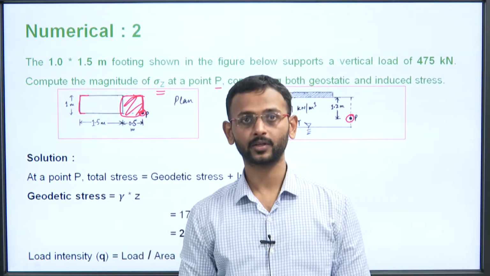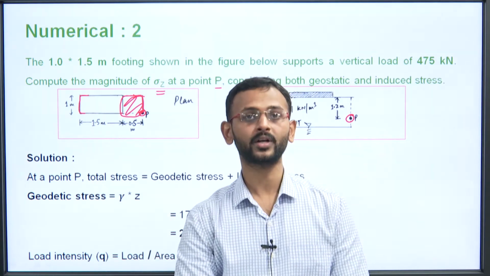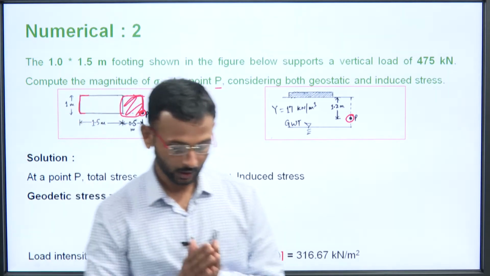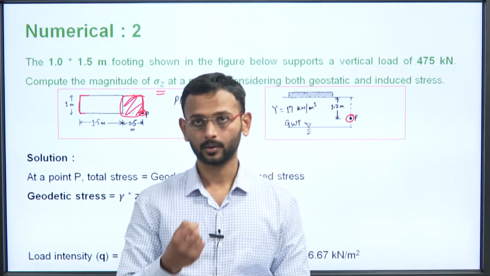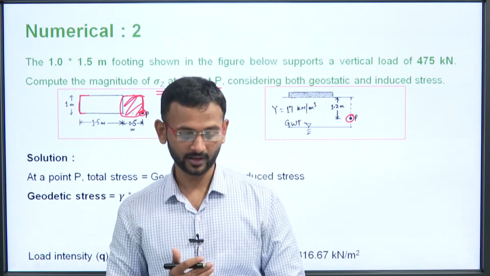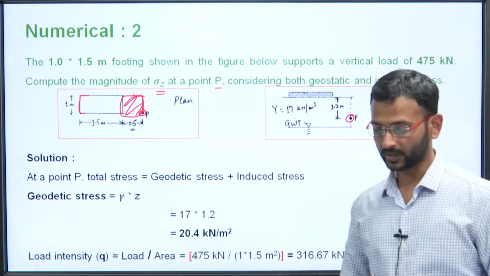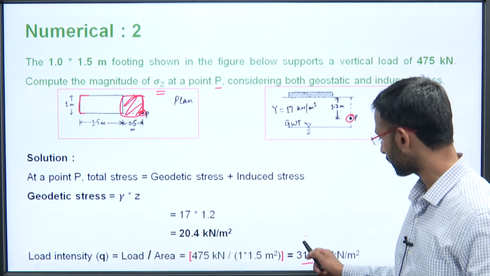So geostatic stress we have easily found out, that was gamma into z, 17 into 1.2, that came out to be 20.4 kilonewton per meter square. Now due to the load intensity, that was 475 kilonewton divided by 1 into 1.5 meters, that came out to be 316.67 kilonewton per meter square, that is shown to you here in this case.